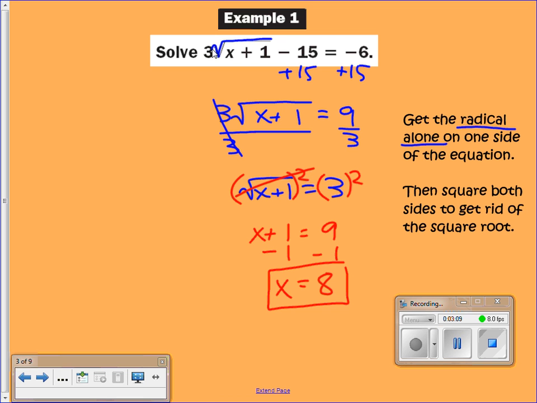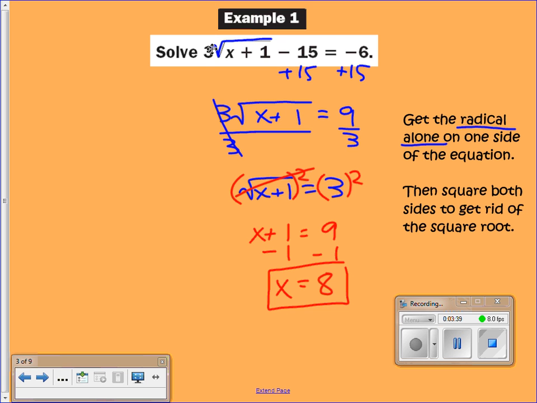The only problem is you have to check to make sure that 8 is an actual real number. If you plug it back in, 8 plus 1 minus 15, -6. Does that actually work? Well, yeah. 8 plus 1 is 9. The square root of 9 is 3. 3 times 3 is 9, minus 15 does equal -6. 8 is an actual real solution. I know that you could have done all of that in your head, so please do.